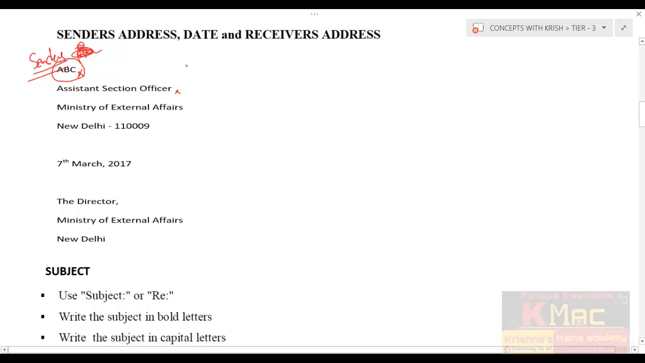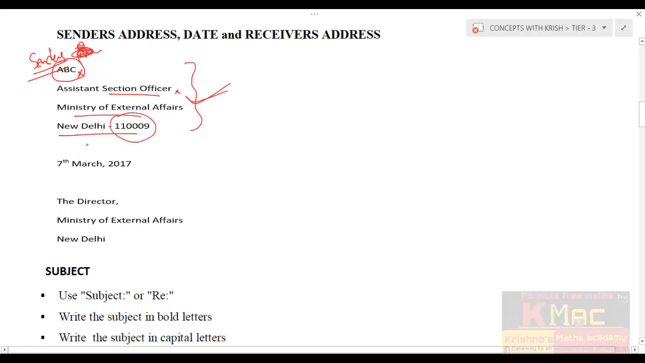And that address should be very detailed. It should be very much in detail. So ABC, Assistant Section Officer, Ministry of External Affairs, Delhi. So I am writing, this is my address. This is my sender's address. This is my address in detail. You have to write pin code and all.